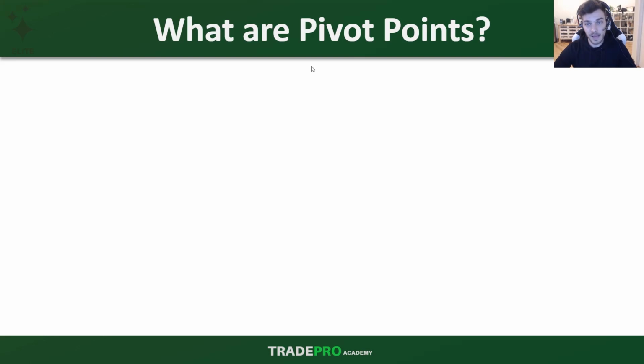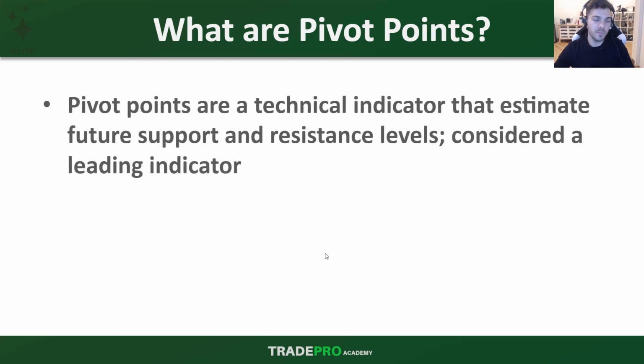So before we get into the actual application of pivot points, how we use them in our day trading, let me first give you guys a little bit on the basics of pivot points, what they are, where they came from, and how we can use them in our day trading arsenal. So first things first, what are pivot points? Well, pivot points are simply a technical indicator that estimates the future support and resistance levels. Because they use the previous day's price action, they use the high, the low, and the closing price. Based on those three variables, you get your pivots.